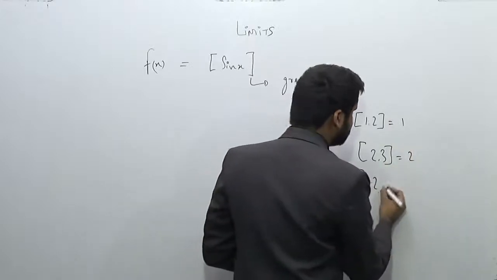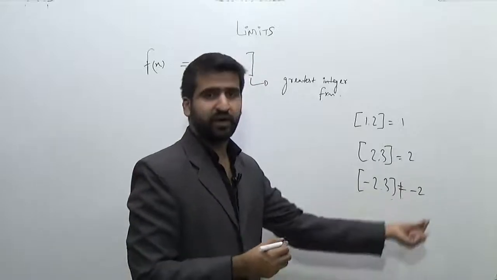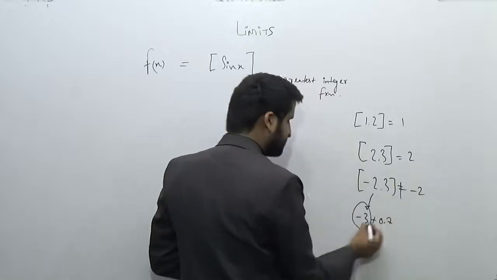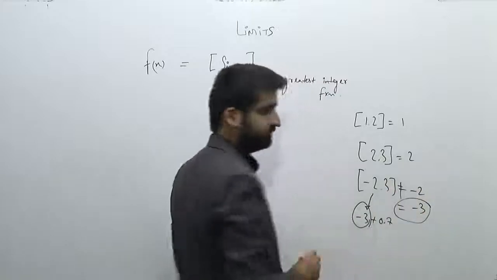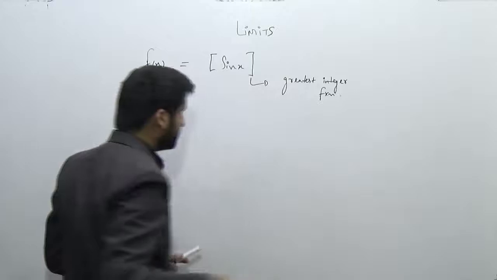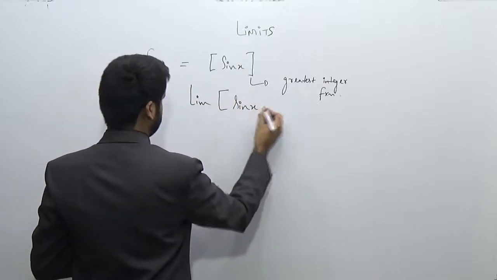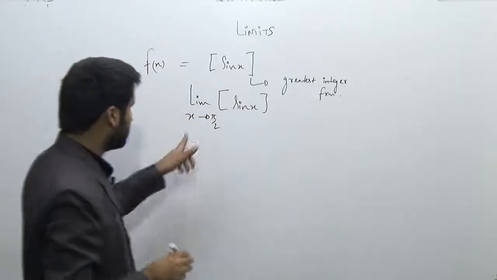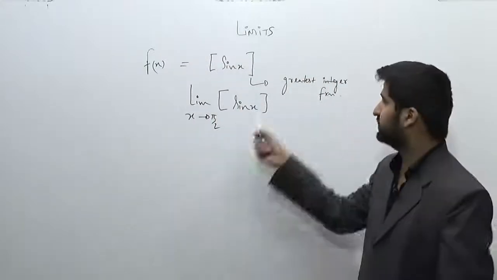If I see the box of minus 2.3, now this is not equal to minus 2. Since I have to see the integral part and fractional part both, this can be written as minus 3 plus 0.7. In this case, this will be the integral part and this will be the fractional part. So the box of minus 2.3 will be equal to minus 3. Right? So I have to see the limit of box sin x as x approaches pi by 2, or as x approaches 90 degrees. I have to calculate the value of box sin x.